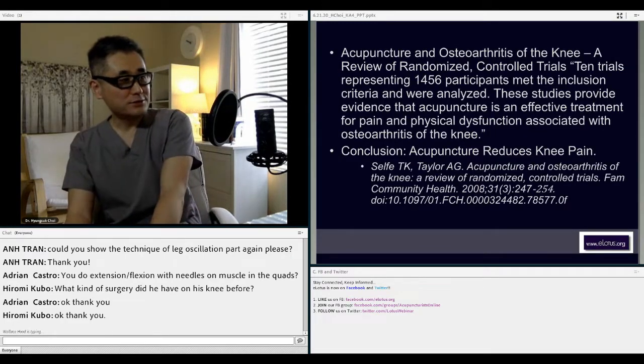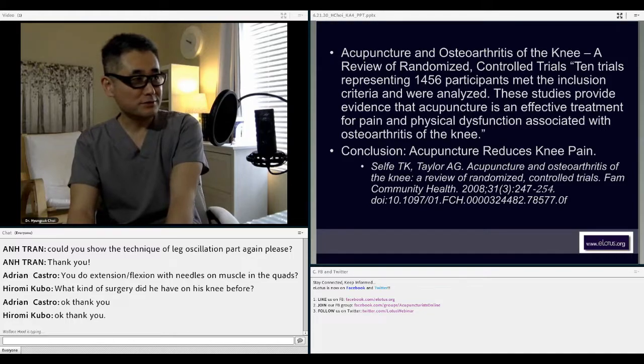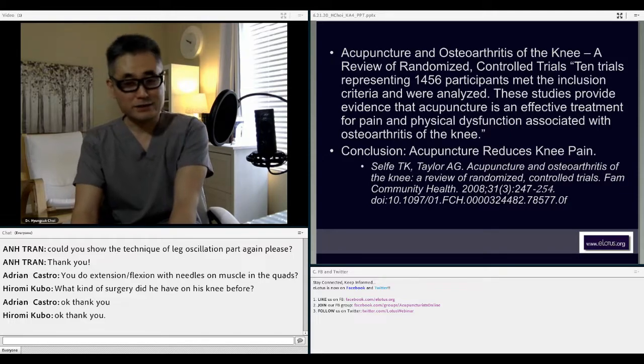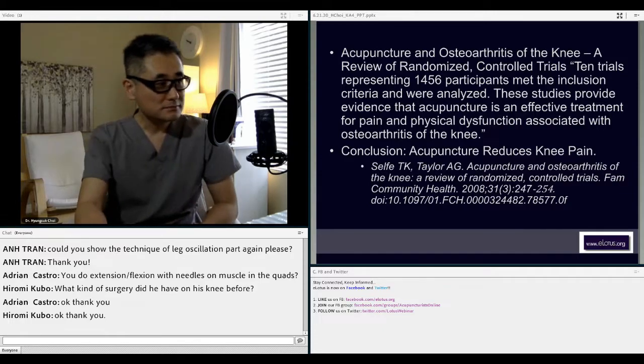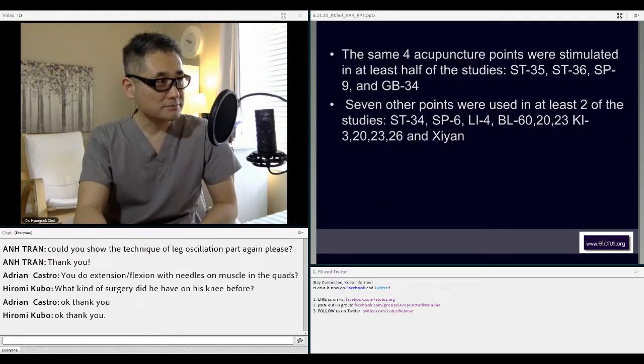There is some research evidence about acupuncture and osteoarthritis of the knee, with 1456 patients. There is evidence that acupuncture is an effective treatment for pain and physical dysfunction associated with osteoarthritis. We can help them.